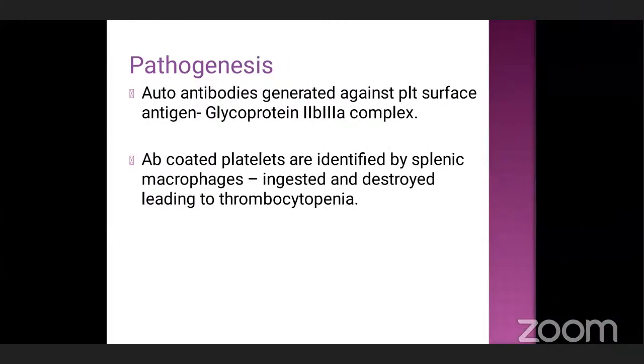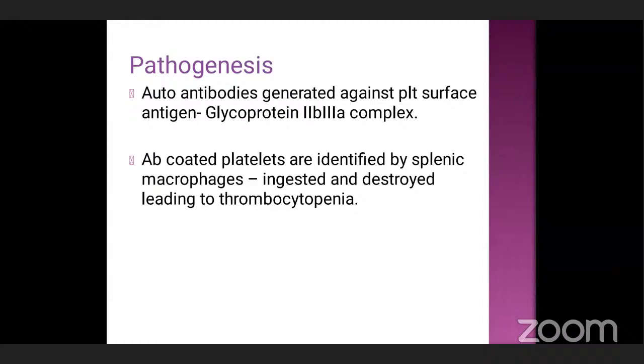So what about the pathogenesis of ITP? What happens in ITP? Our body is producing certain antibodies. It may be after a post-viral infection or even otherwise. We don't know the exact mechanism. So earlier it was known as idiopathic thrombocytopenic purpura, because we still don't know the exact mechanism by which these antibodies are produced in only certain children. But now we are calling it immune thrombocytopenic purpura.